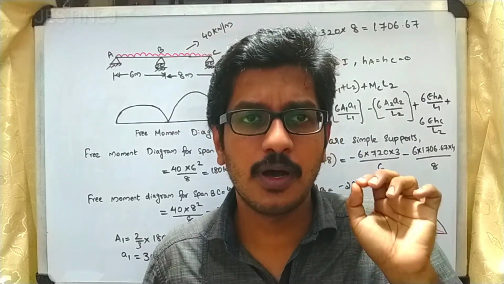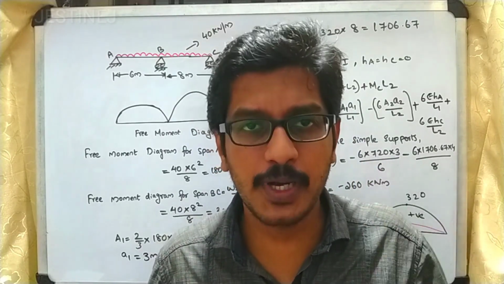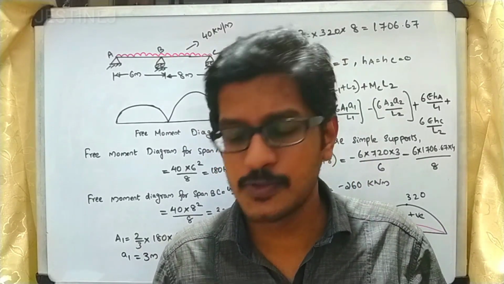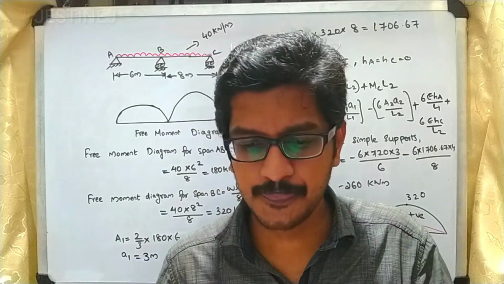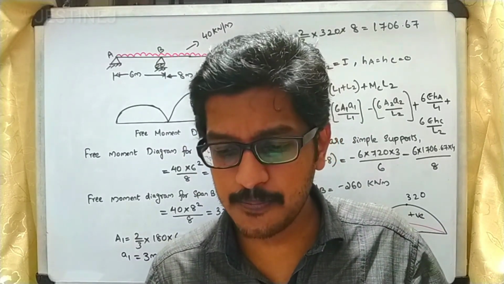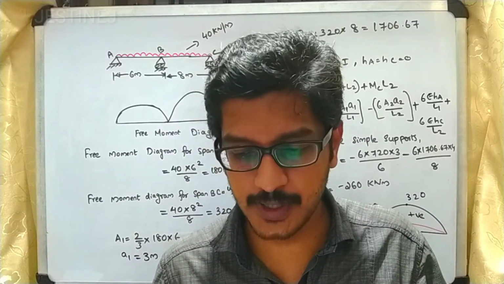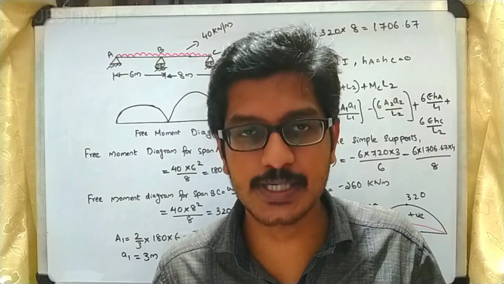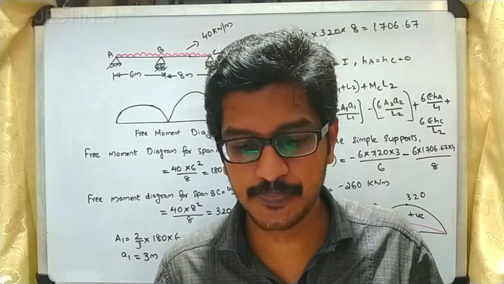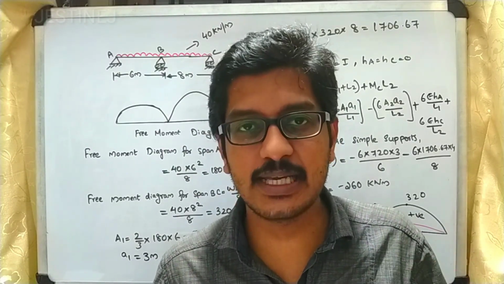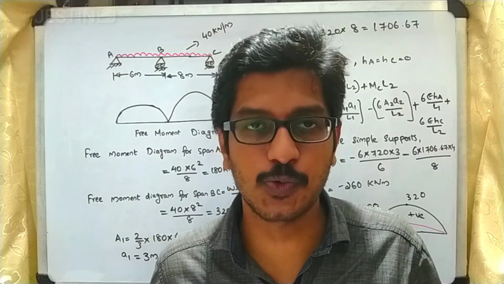We are supposed to draw the bending moment diagram also. So the question is: analyze the continuous beam ABC shown in the figure using the three-moment equation and draw the bending moment diagram. Flexural rigidity EI is constant throughout.